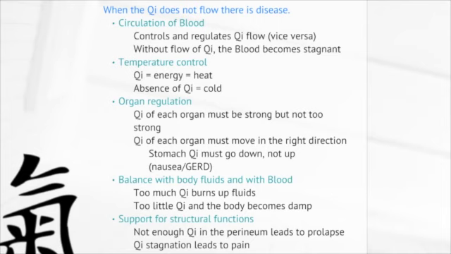Further, qi is responsible for support in structural functions. So not enough qi in the perineum leads to prolapse because they don't have the energy to hold things up in the pelvis. And furthermore, qi stagnation leads to pain, and blood stagnation leads to pain as well. So both of those things kind of fold in on each other.